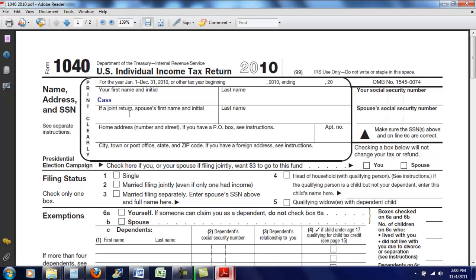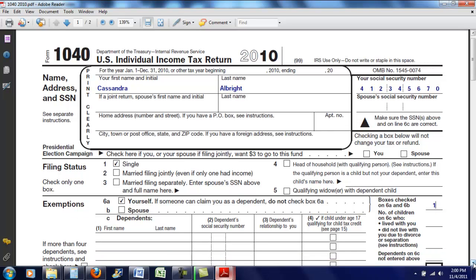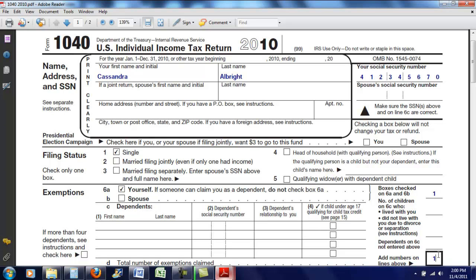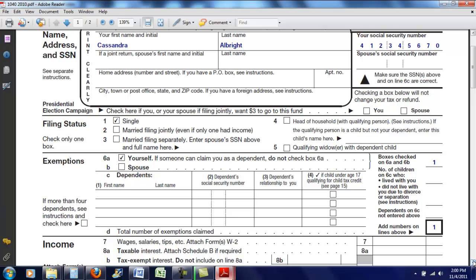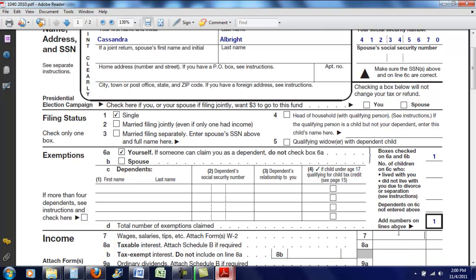So we have Cassandra Albright. Social Security number 412-345-670. She is single. She can claim herself. No other dependents. Answer, yes. So, she has wages of $45,300 listed on her W-2. She also has taxable interest of $2,300. Since that is over the $1,500 threshold, we need to file a Schedule B.